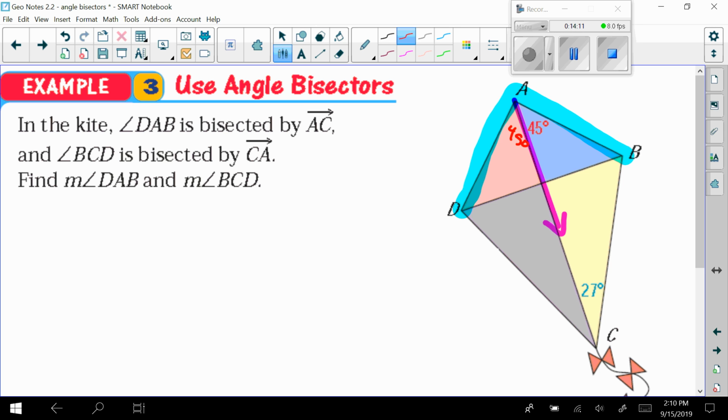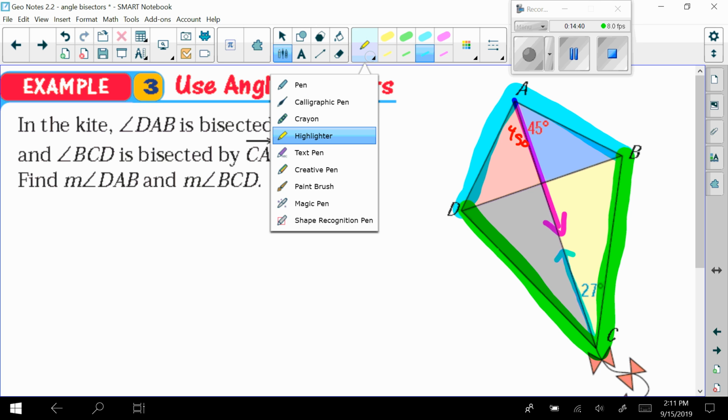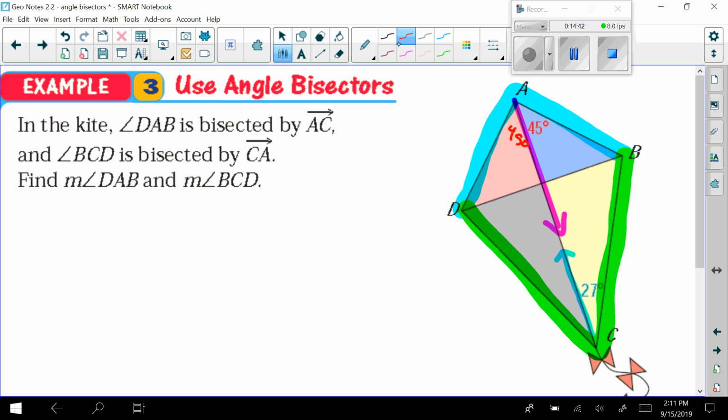Now, I don't even know what they've asked for me to find out yet. And angle BCD is bisected. Okay, where's BCD? Let's find that. Oh, BCD is this angle down here. And it is also bisected by CA. Oh, ray CA is going that way. So this is 27. And then also, this angle then is congruent because it's being bisected, cut into 2 equal parts. Now let's see what they want us to find.